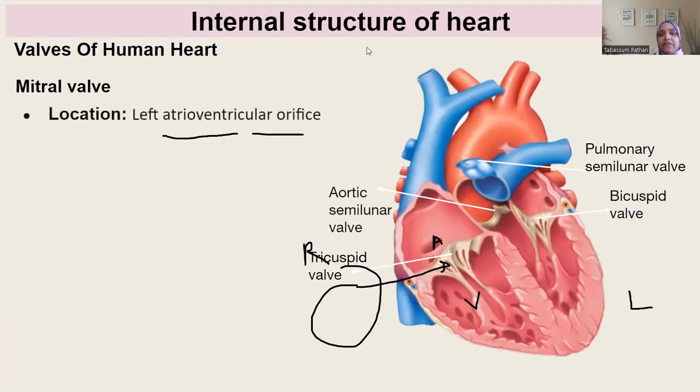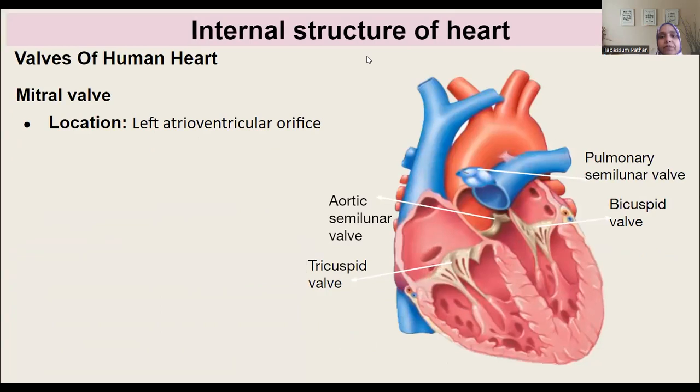Then moving to the left side of the heart. Just clear this. You have two valves over here. This is your right side, and this is your left side. Now we are focusing on the bicuspid valve, and we will focus on the aortic semilunar valve. This bicuspid valve is also known as the mitral valve. It is on the left side at the junction of the auricle. This is your auricle.